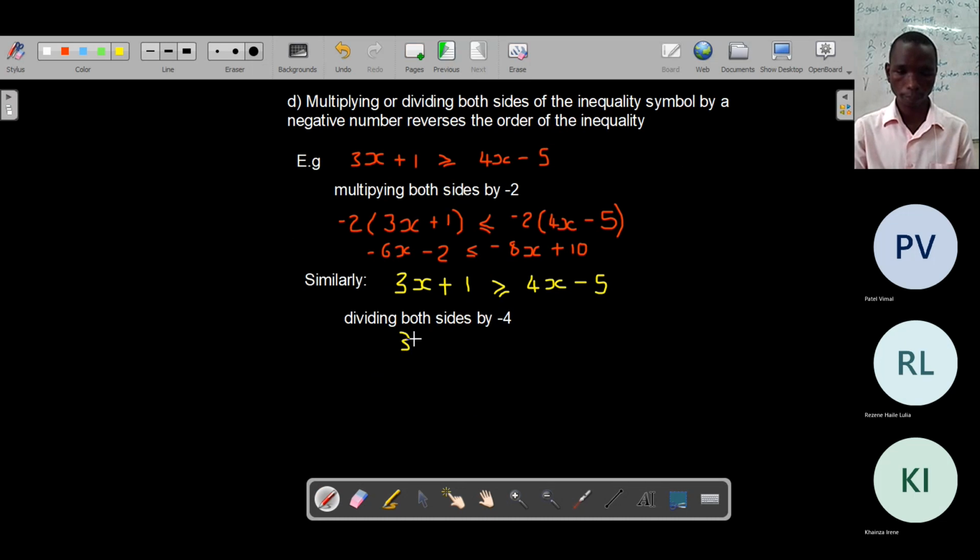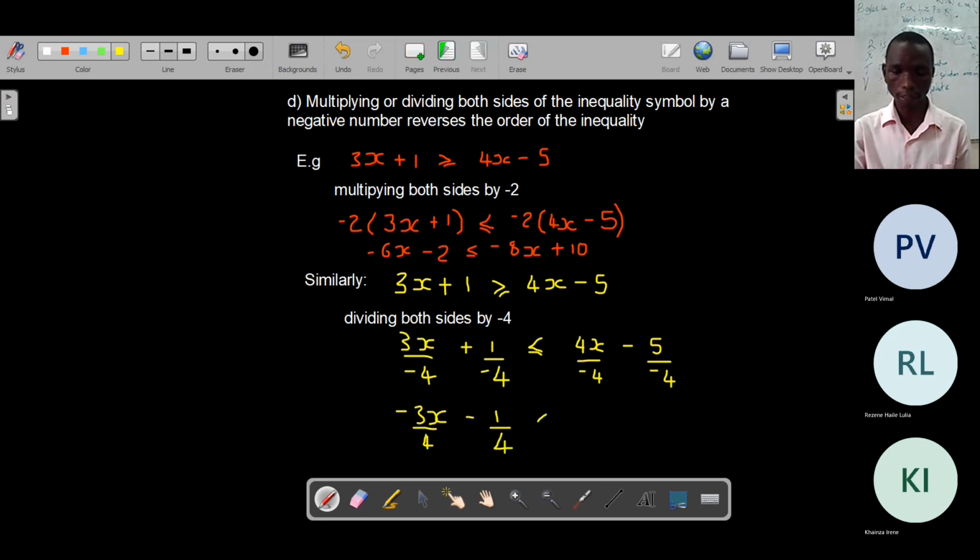We are going to get this 3x divided by -4. We get the other positive 1, also divided by -4. Now, because we are dividing throughout by a negative number, this inequality symbol reverses. It was greater than or equal to, now it will become less than or equal to. And then here it will be 4x divided by negative 4, and then minus 5 divided by negative 4. So whenever you divide by a negative value, please don't forget that, because that is very, very common in the numbers when they tell you to simplify or to solve those inequalities. Okay?